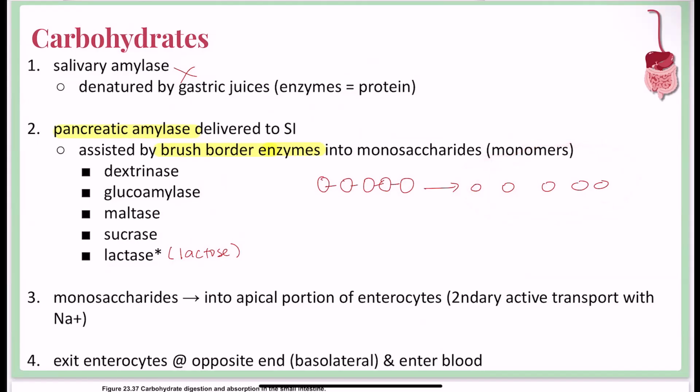Anyways, once those molecules are broken up into these littler bits, the monomers, the monosaccharides, then we can take them into the cell. We take them into the enterocytes, the gut cells of the small intestine. We take them in from the apical portion because that's the part that's just inside the tube.